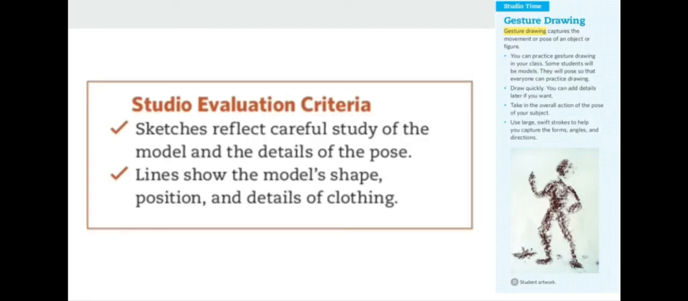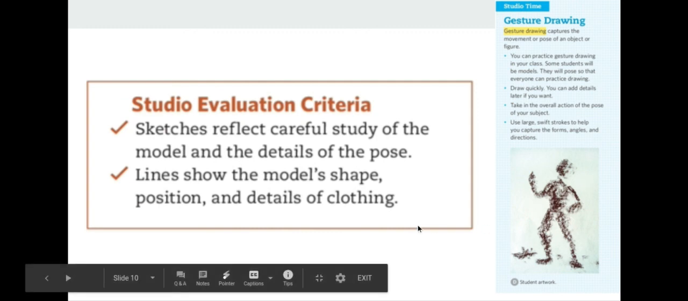I will be looking at the sketches, carefully study the model and details of the pose. The lines show the model's shape, position, and a little bit of clothing. Please don't focus on that last criteria. And remember, a gesture drawing captures the movement or a pose of an object or figure. You can practice gesture drawing in your class, but you're going to use family members, and they will pose so that you can draw them. Draw quickly. You can add details later if you want. Take in the overall action of the pose of your subject. Use large, swift strokes to help you capture the forms, angles, and directions. And here's an example of a student artwork there.